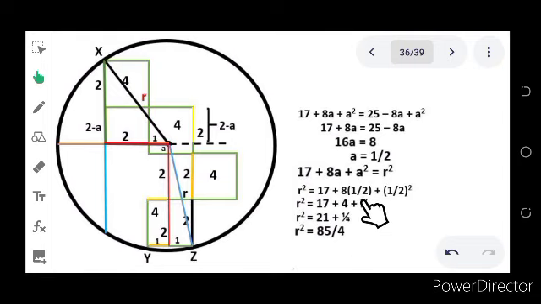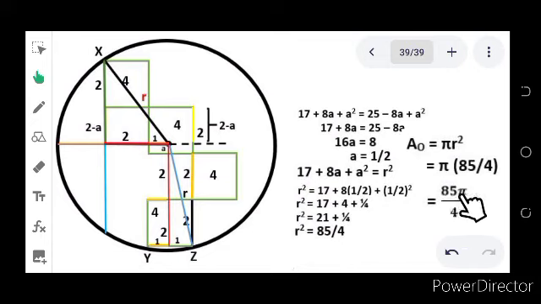Now, since we're finding the area of the circle, remember that it is given by the formula pi R squared. We don't need to solve for R. We directly substitute this into the formula for the area of the circle. You now have pi times 85 over 4. Simplify this, and that will give you 85 pi over 4. Therefore, the area of our circle is equal to 85 pi over 4. And the problem is solved.